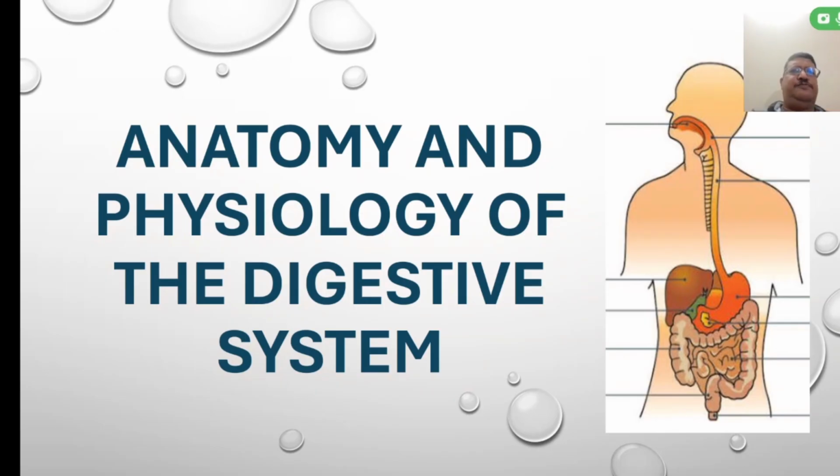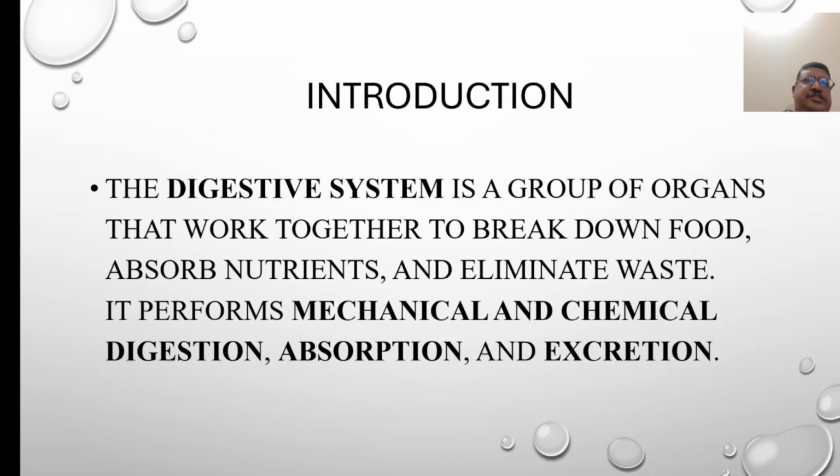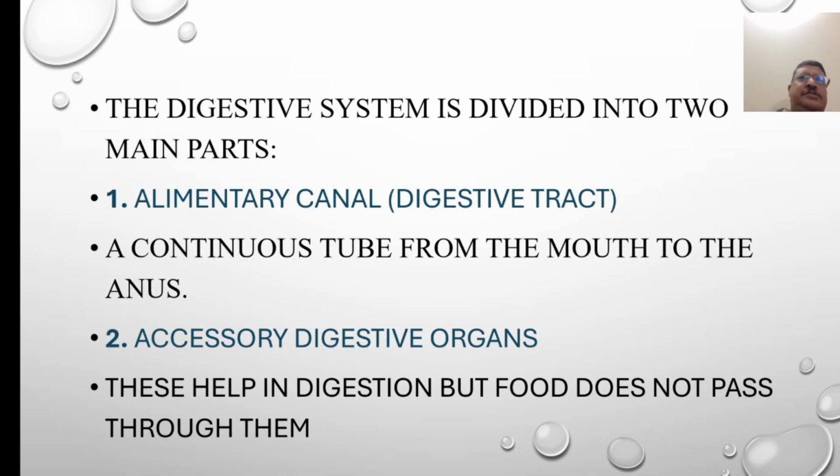Anatomy and physiology of the digestive system. The digestive system is a group of organs that works together to break down food, absorb nutrients, and eliminate waste. It performs mechanical and chemical digestion, absorption, and excretion. The digestive system divides into two main parts: the alimentary canal, or digestive tract, a continuous tube from the mouth to the anus.